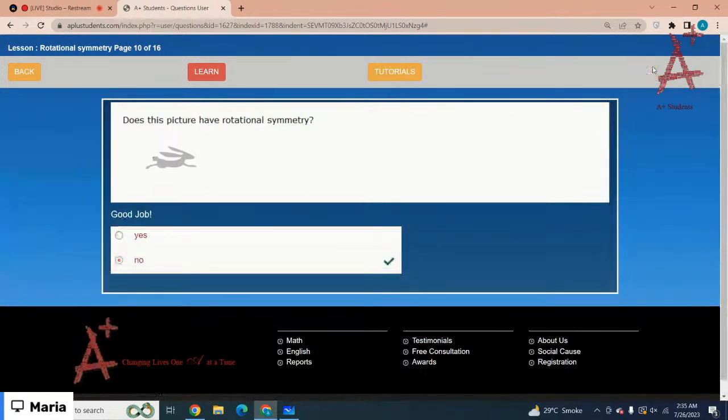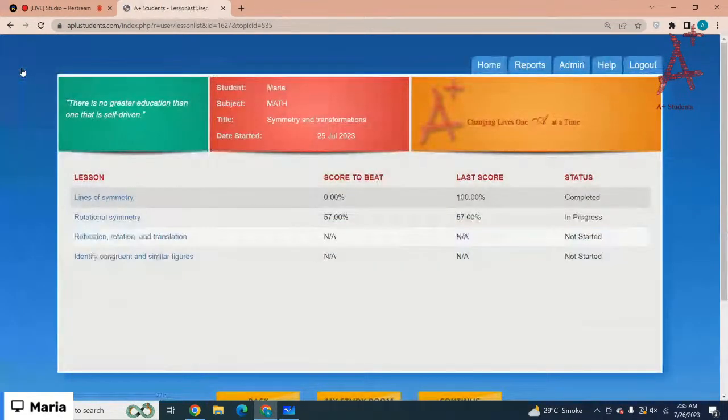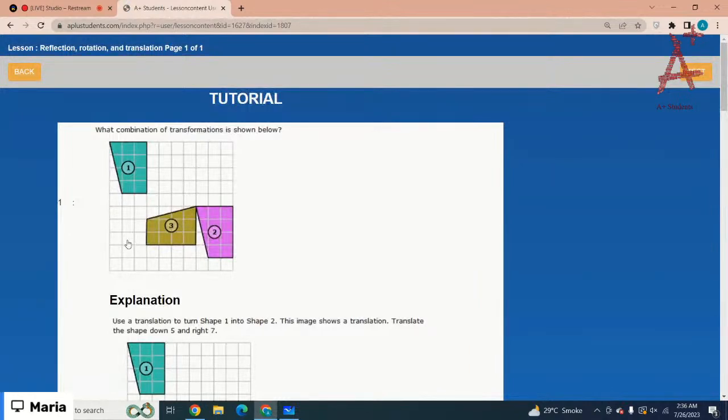Okay, you can complete the test by yourself later today. Let me move on to the next lesson. Okay, the next one is reflection, rotation, and translation. Let's start with the next lesson, that is reflection, rotation, and translation.